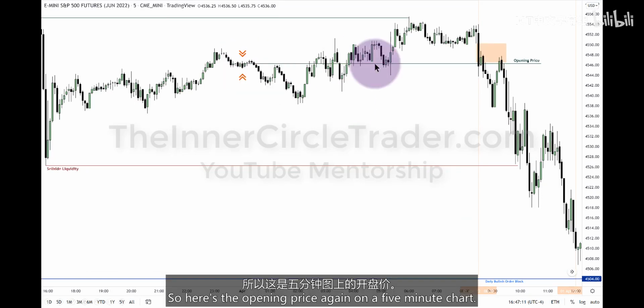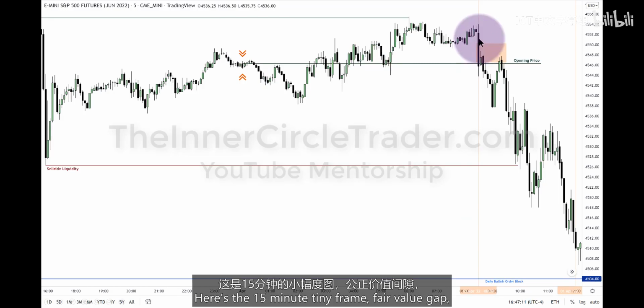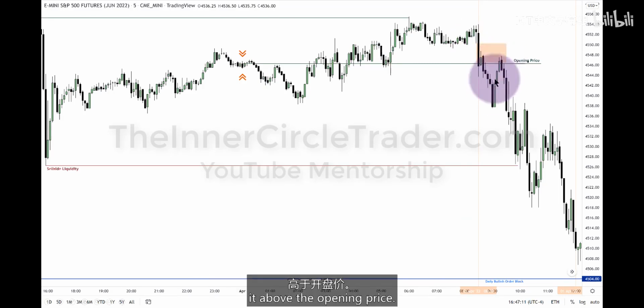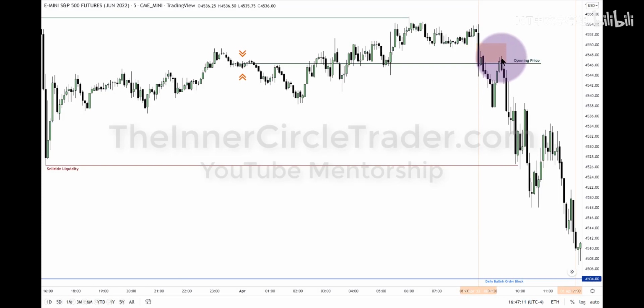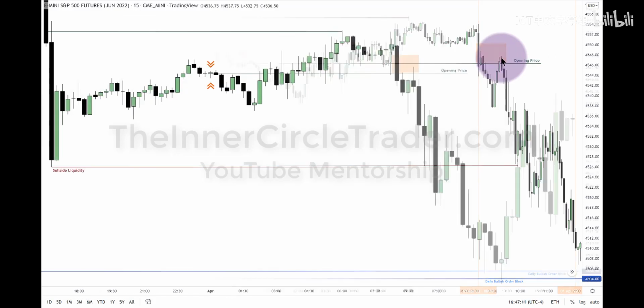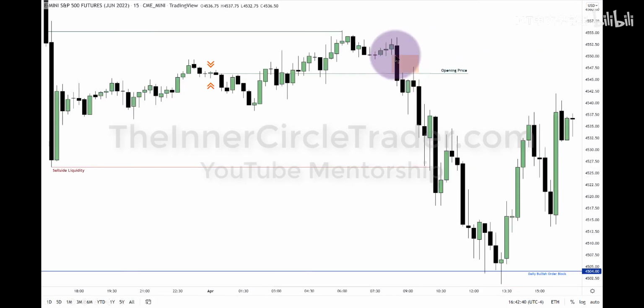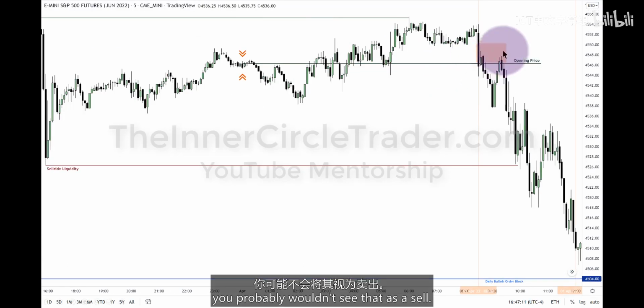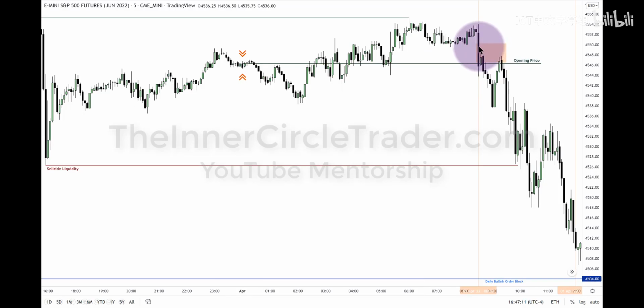All right, so here's the opening price again on a 5-minute chart. Here's the 15-minute time frame fair value gap. And the market trades right back up into it above the opening price. That's what it would look like on a 5-minute chart. Notice it does not look clean like it does on the 15-minute time frame. Let's go back up one more time. See the gap here? And that run right there at 9:30? That, coupled with this time frame, you probably wouldn't see that as a sell. You would want to see this filled in.